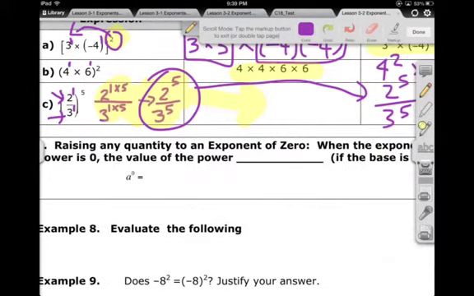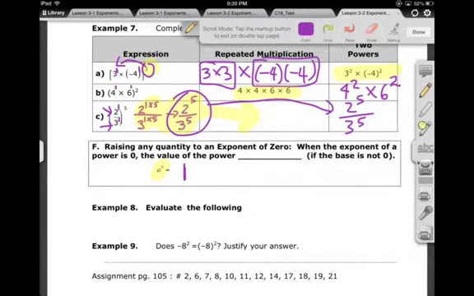F, we've kind of already seen, we've proved. With the exception of 0, anything to the power of 0 equals 1. Be careful when you're looking at your base again. If the base isn't 0, when the exponent of a power is 0, the value of the power, it just means the answer, is 1. There you go. Make that a little tidier.